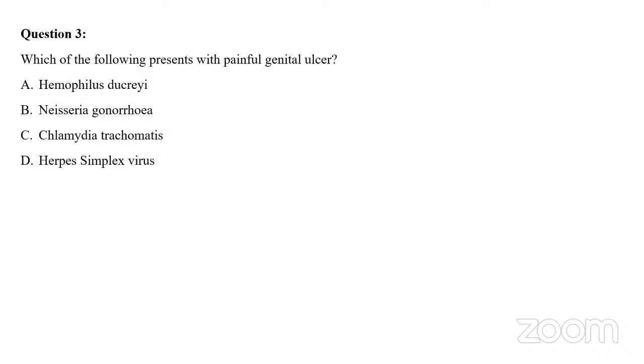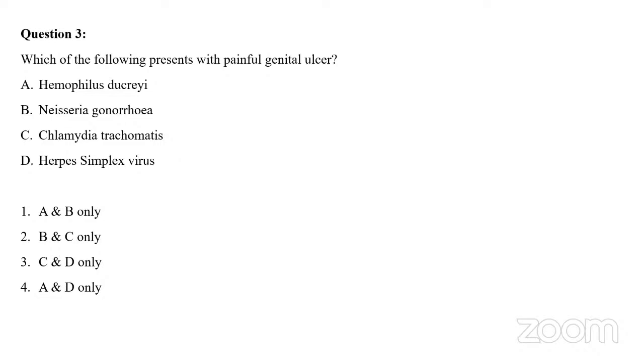Regarding the next question, which of the following presents with painful genital ulcers? Option A, Haemophilus ducreyi. Option B, Neisseria gonorrhoeae. Option C, Chlamydia trachomatis. And option D, herpes simplex virus. Haemophilus ducreyi causes chancroid, and we know that chancroid is a painful genital ulcer, so option A is correct. Neisseria gonorrhoeae does not cause ulcers; it usually causes genital discharge. So option B is ruled out.